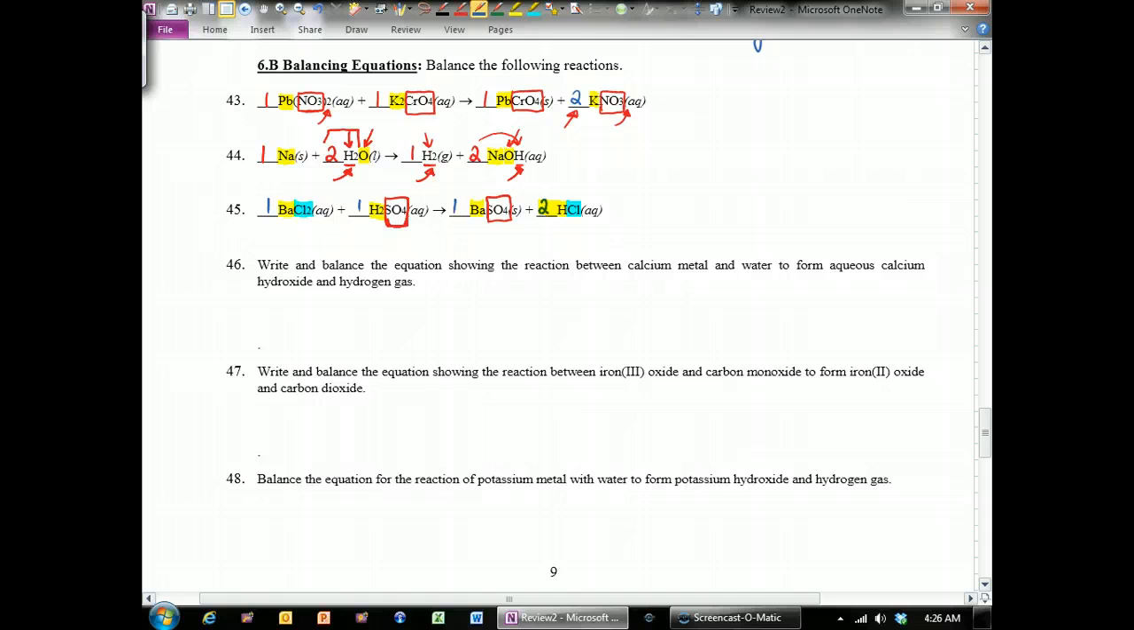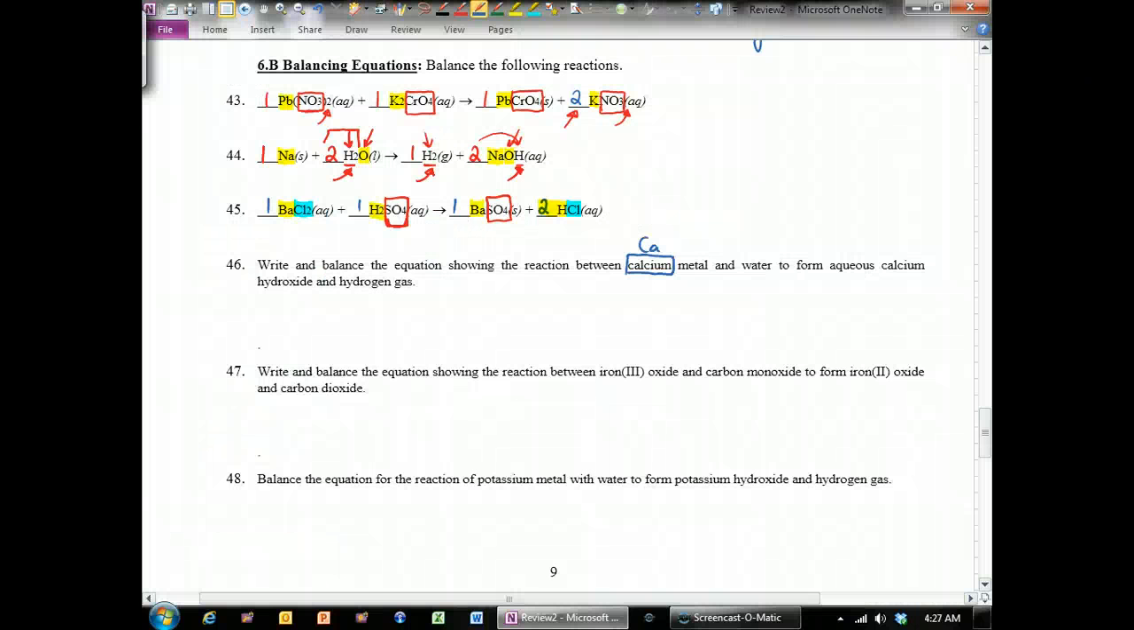For 46, this time they write it out as a sentence, and we have to figure out what formula this is. So the first thing I do is I look through it and find the chemicals.